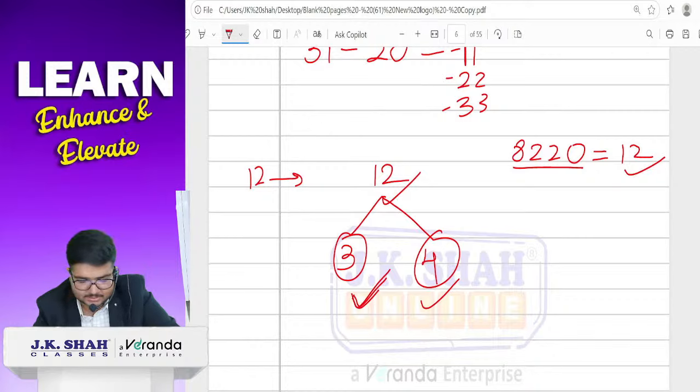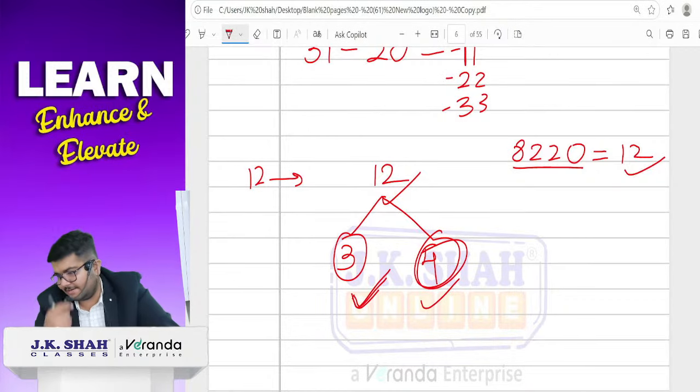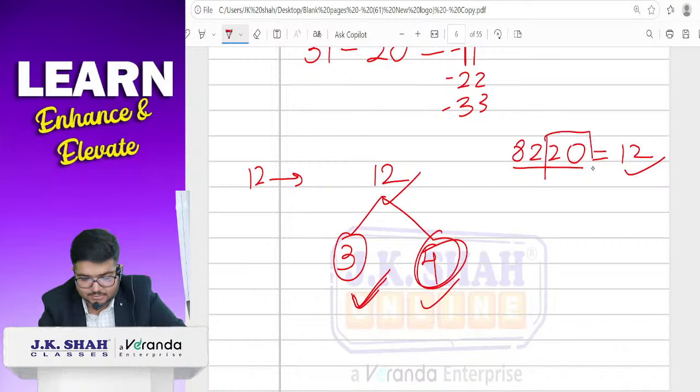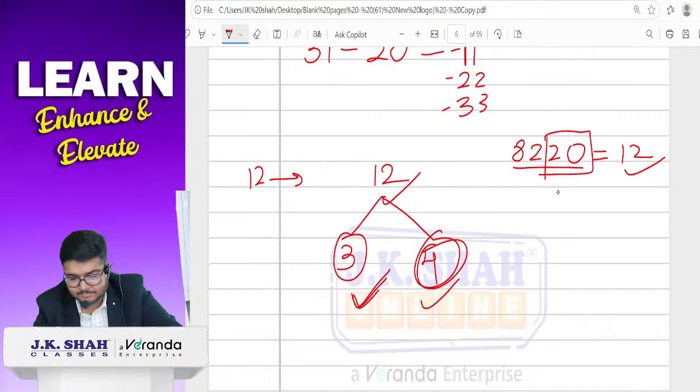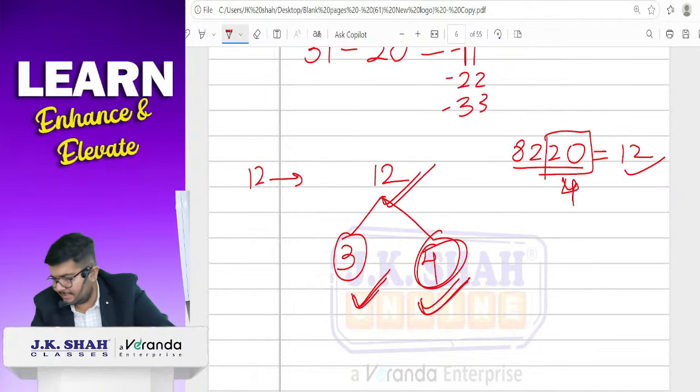Yes. Now let us check the divisibility rule of 4. What was the divisibility rule of 4? Check the last 2 digits. The last 2 digits are 20. Is this divisible by 4? Yes sir, it is divisible by 4 also. Therefore it will be divisible by 12 also.